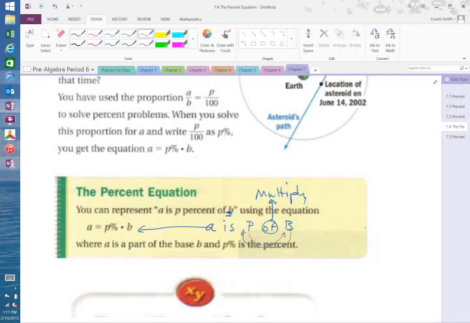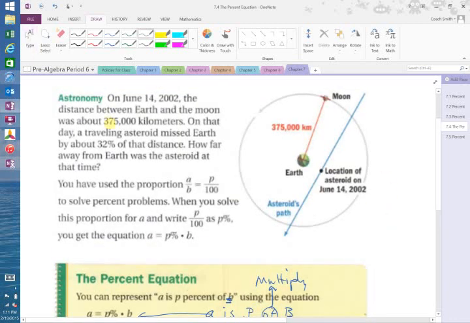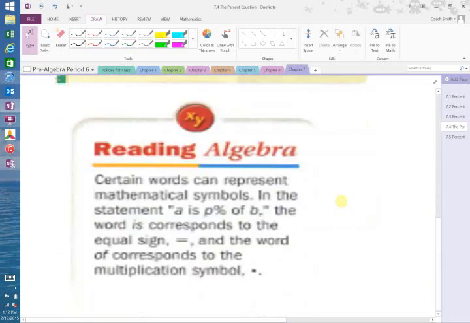All right, now they have taken that example up there. The key words in this are 375,000 and 32%. And they want to know how far away from Earth the asteroid was. So this would be the A. We're looking for the A. We've been given the total, this is the B, and obviously that's the P, the percent. So we're going to look at the example down here.